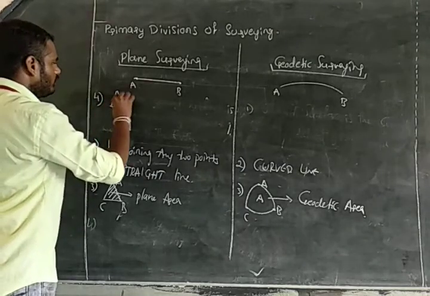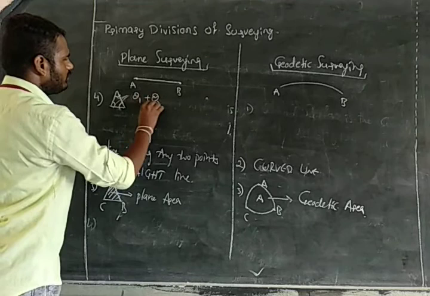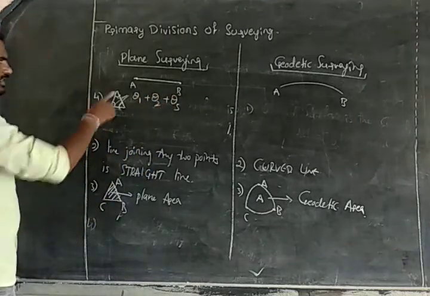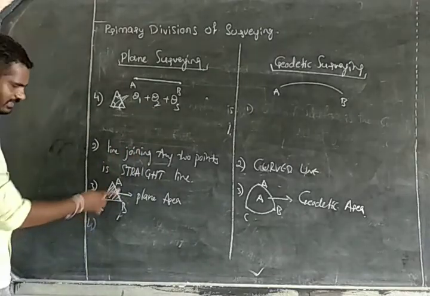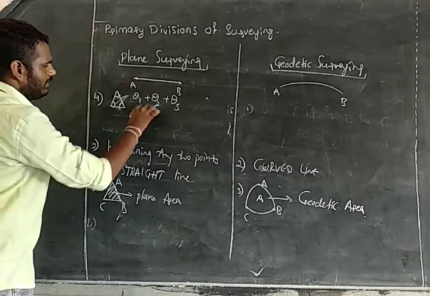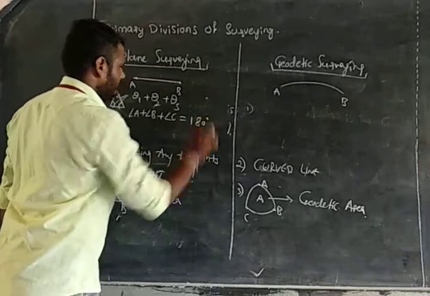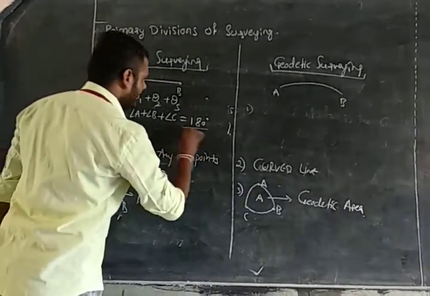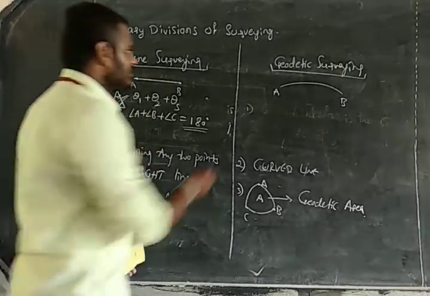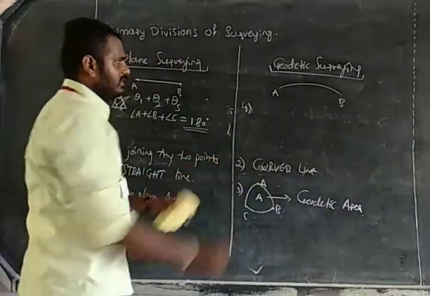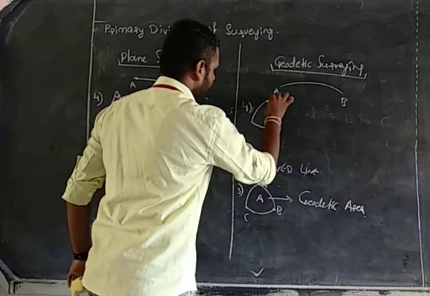So first, second, third: theta 1 plus theta 2 plus theta 3. From the same figure, angle A plus angle B plus angle C is equal to 180 degrees. In most cases, angle A plus angle B plus angle C is compulsorily equal to 180 degrees. But in geodetic surveying, for such a triangle, let us take A.